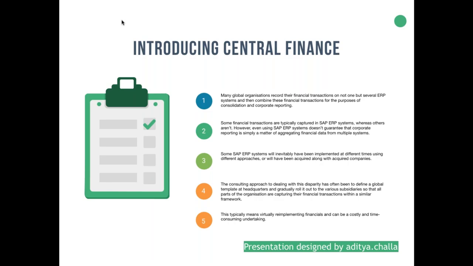Some ERP systems will inevitably have been implemented at different times using different approaches, or will have been acquired along with acquired companies. The consulting approach to dealing with the disparity has often been a global template at headquarters, gradually rolled out to the various subsidiaries so that all parts of the organization capture their financial transactions with a similar framework. This typically means virtually re-implementing financials and can be a costly and time-consuming undertaking. This is what we face in existing R3.